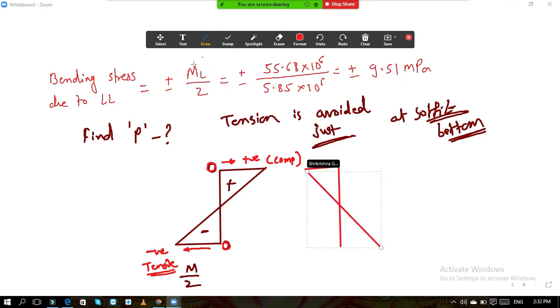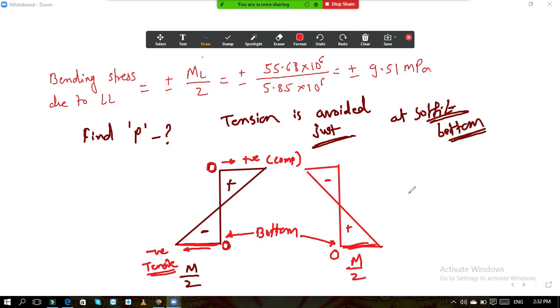It may be like this. Okay. So this is again, this is minus and this is plus. M by Z diagram. So in both the cases, you look at the bottom. Bottom is having some values. So tension is just avoided means what?